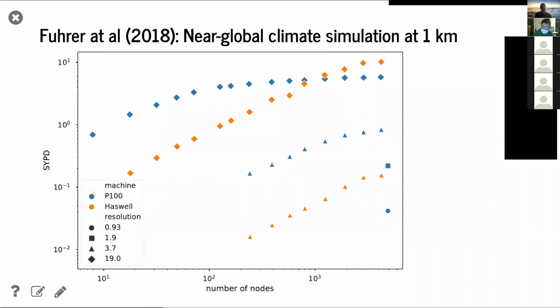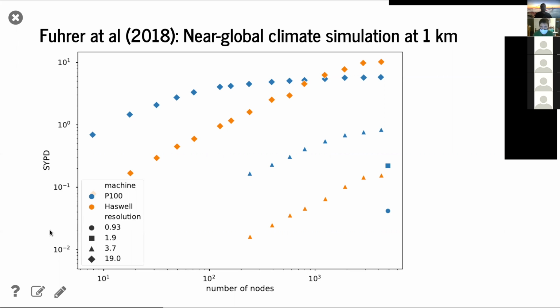So as an example of this, there's a recent paper on near global climate simulation, and they drive it down just a hair under 1 kilometer. This is a model from the group at CSCS, the Swiss Supercomputing Center, and their weather modeling group. And that model is called Cosmo. They did a rewrite targeting GPUs specifically. And they optimized quite well for GPUs.